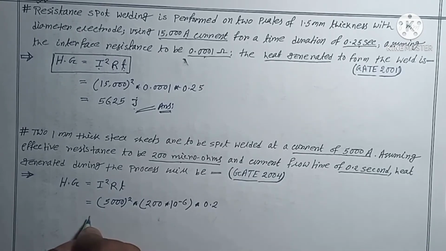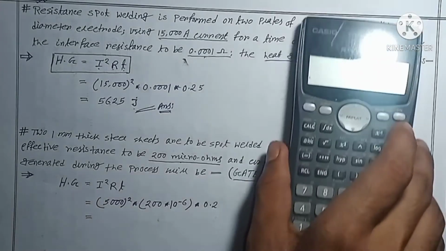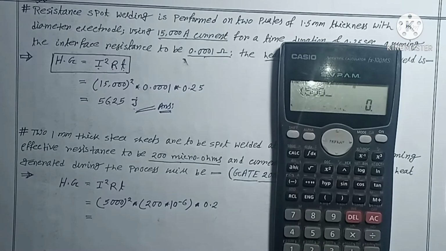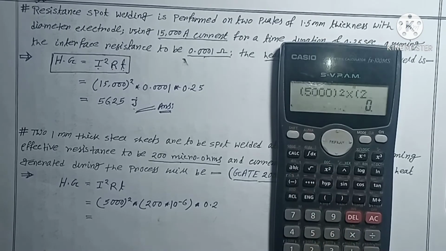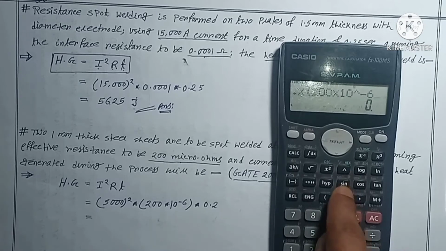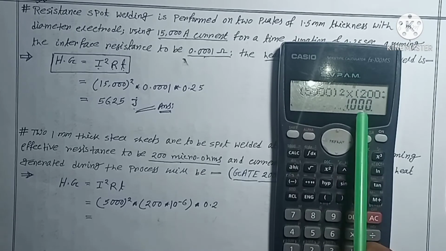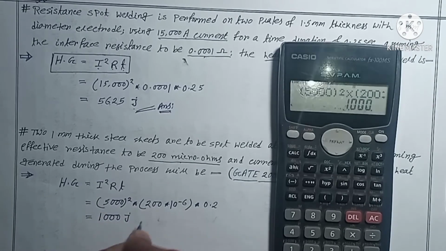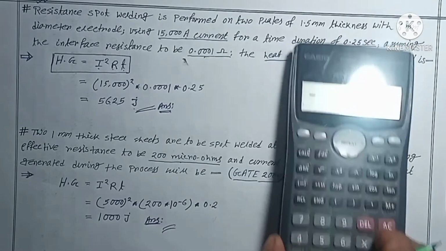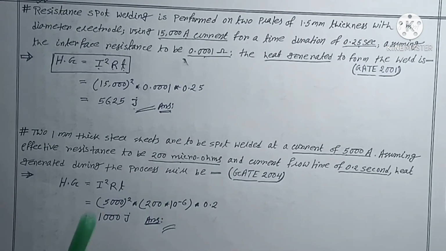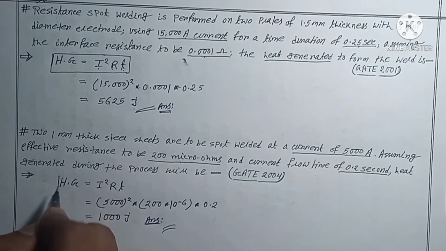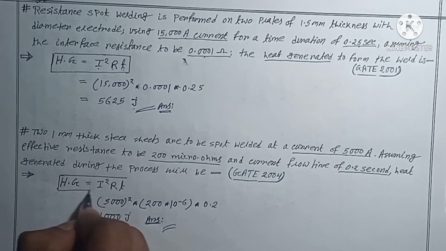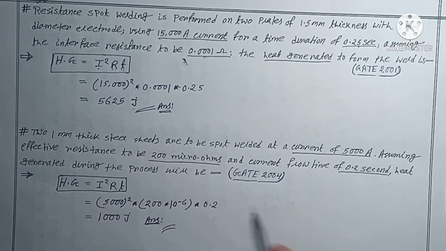So 0.2. Let's multiply it with the help of a calculator. 5,000 squared, R is 200 into 10 power minus 6 and T is 0.2. We are getting 1000 as our answer. So 1000 joule, this is our answer. So I think these two questions are clear to you. Simply remember the equation, heat generation is equal to I²RT, and you can solve the question easily where they ask for the heat generation during the welding process.